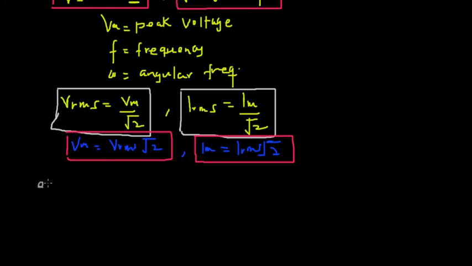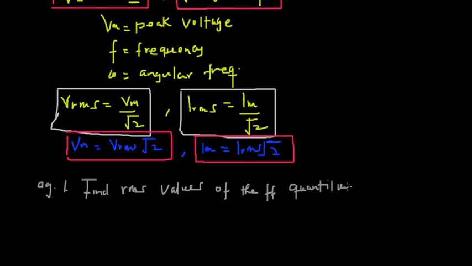Example 1. We are told to find the root mean square values of the following quantities. Sorry for the handwriting, you are most focused on the calculation.